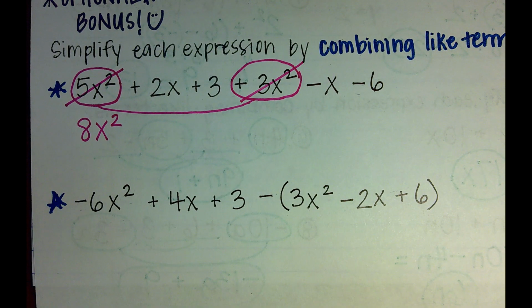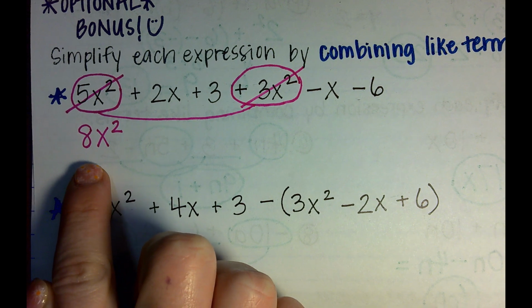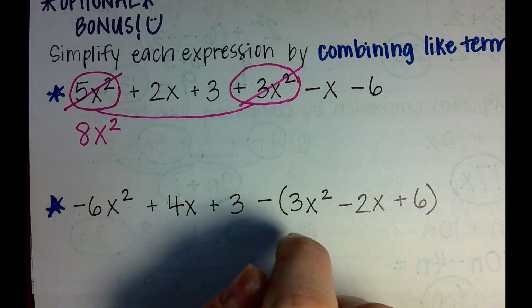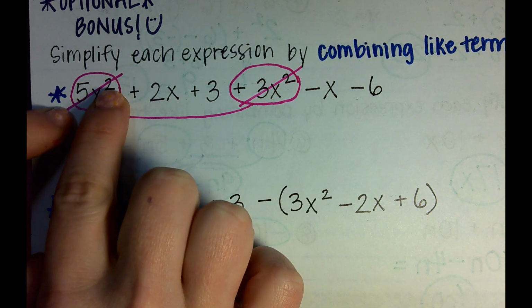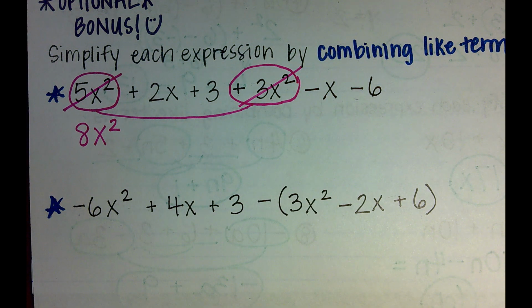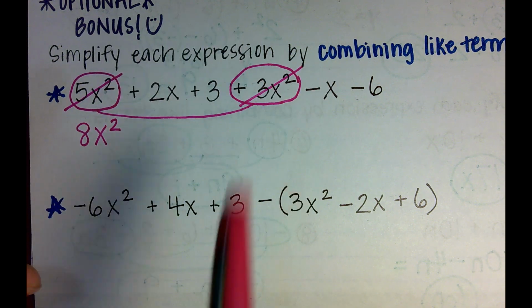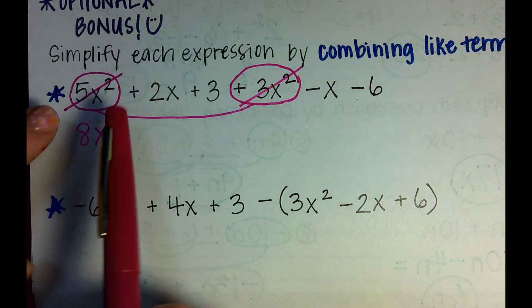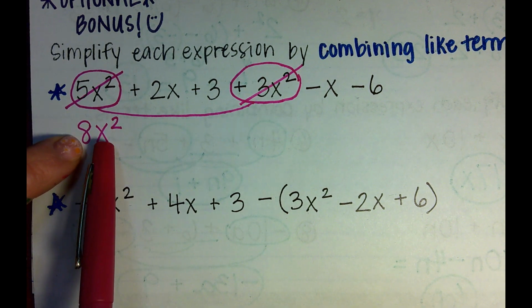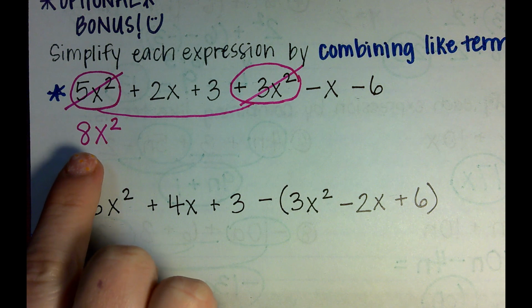Why is it not 8x to the fourth? Because we're just adding. So x squared and x squared, whenever we're putting them together, we're not multiplying. If I was multiplying, like 5x squared times 3x squared, that would turn into x to the fourth. But since we're just adding, we're not changing the exponent. When we add, the exponent just stays the same. So now we've done our x squareds.